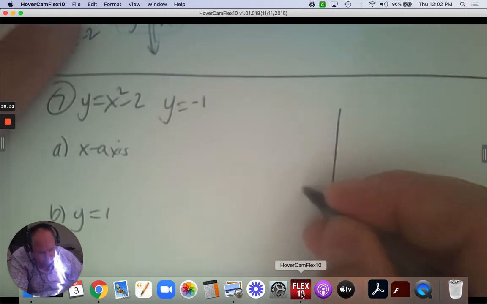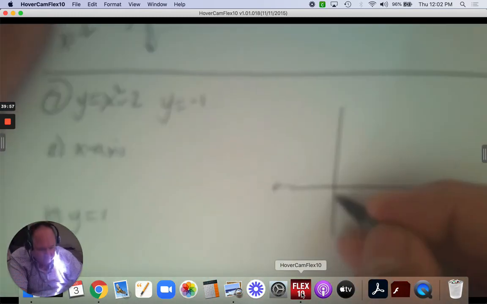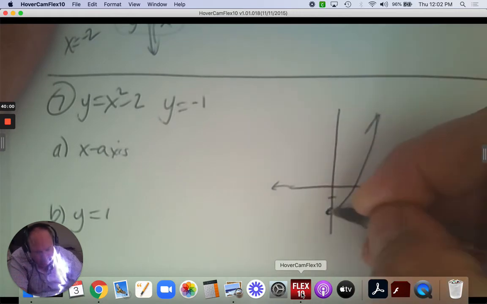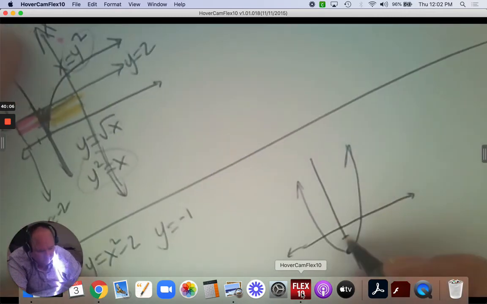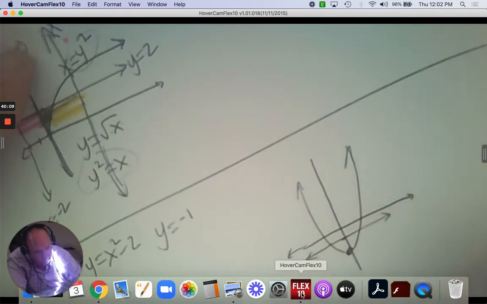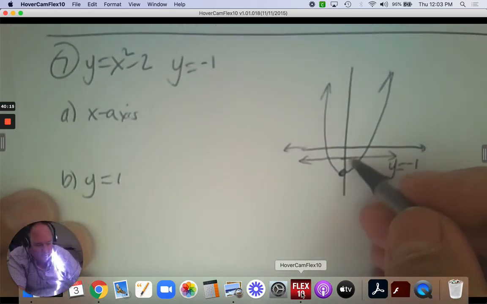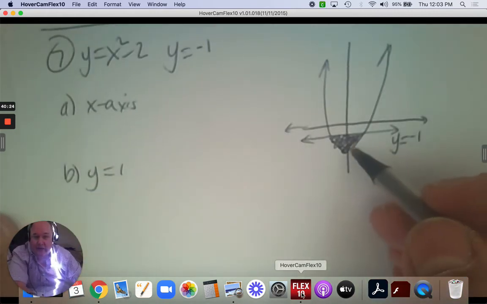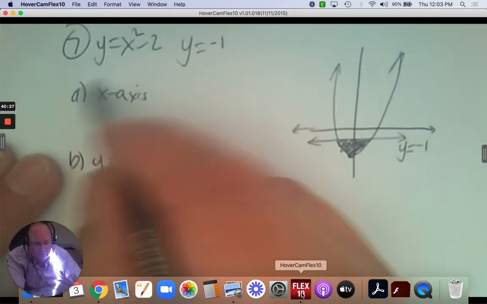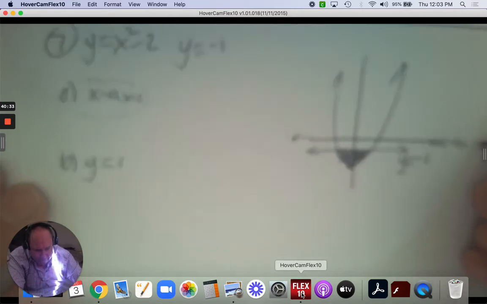So where's the vertex for this? It's at (0, -2), just curve it up. It's just a sketch. So it's (0, -2), curve up. Then y equals -1. And then what's the area between that curve and y equals -1? Shaded in, the area that's trapped. Bounded. There it is. So that's the area that you're revolving around. We're first going to revolve around the x-axis. Another name for the x-axis is y equals 0.